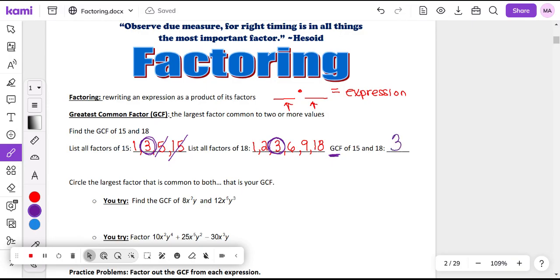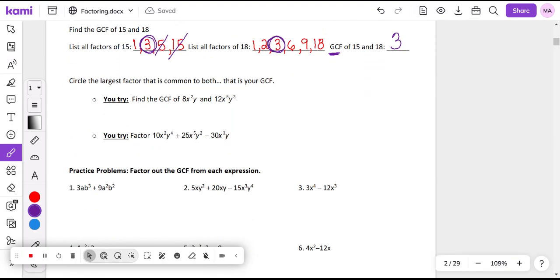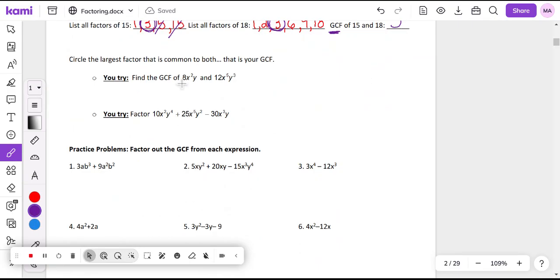And of course, wouldn't it be great if we could just deal with numbers and not variables? But this is algebra 2, so of course we're going to deal with some variables. So let's look at the next example. Now I'm looking for the greatest common factor of 8x squared y and 12x to the 5th y to the 3rd. So I'm going to think about the factors of 8. So 1 times 8 and 2 times 4.